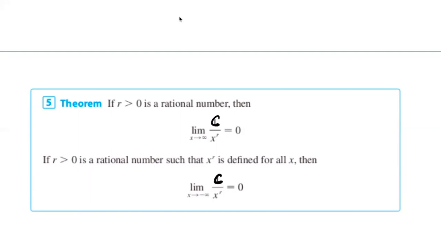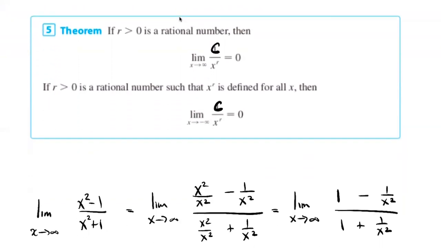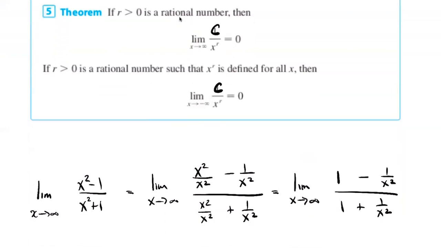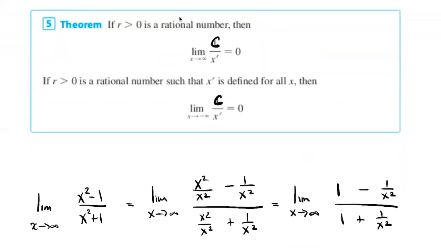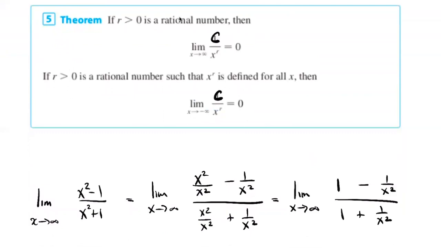Let me show you why. Let's go back to our first example, x squared minus 1 over x squared plus 1. We'll try to leave that theorem in view as we do this. So what am I going to do? Given a rational function, I identify the terms in it that have the highest powers of x, the highest degree.